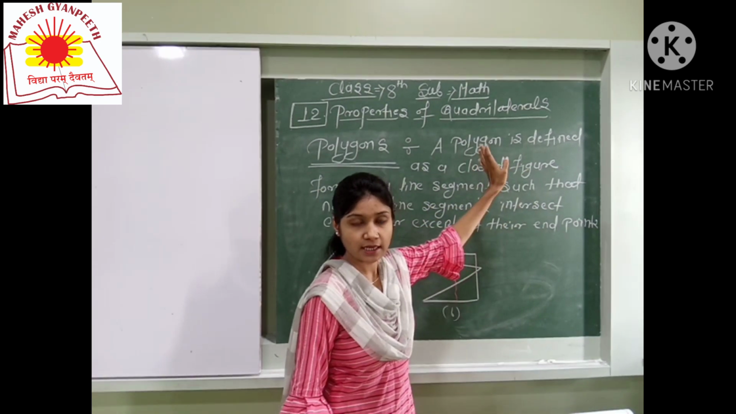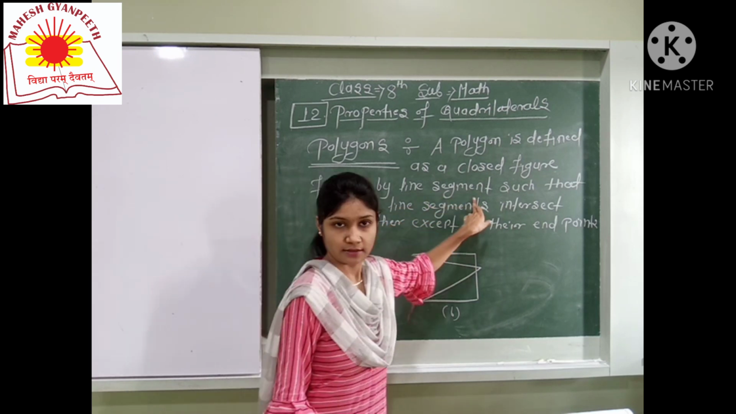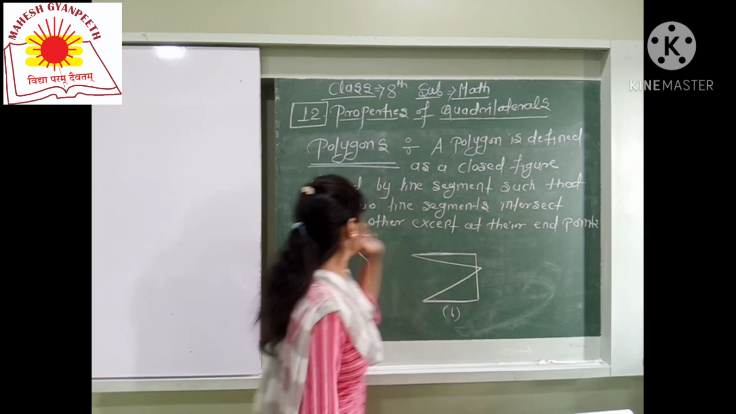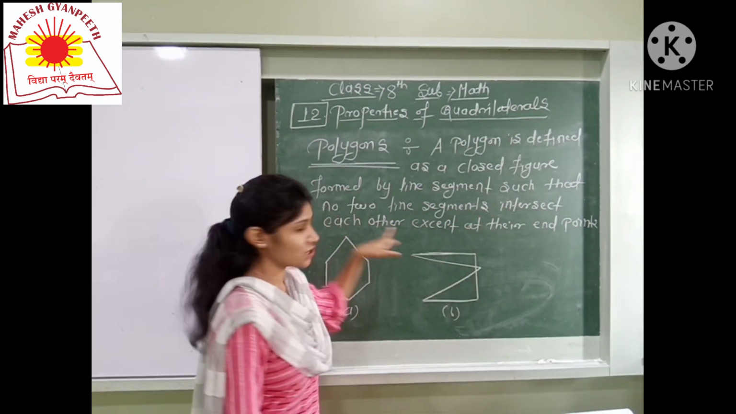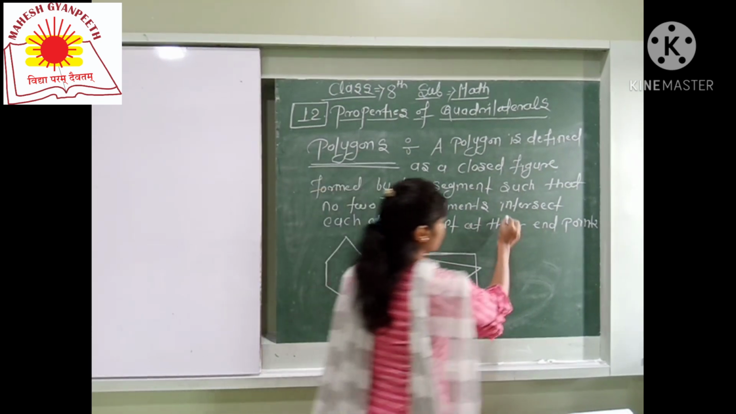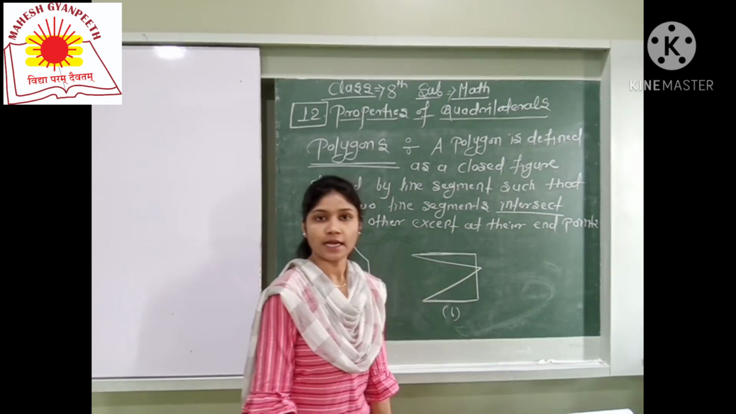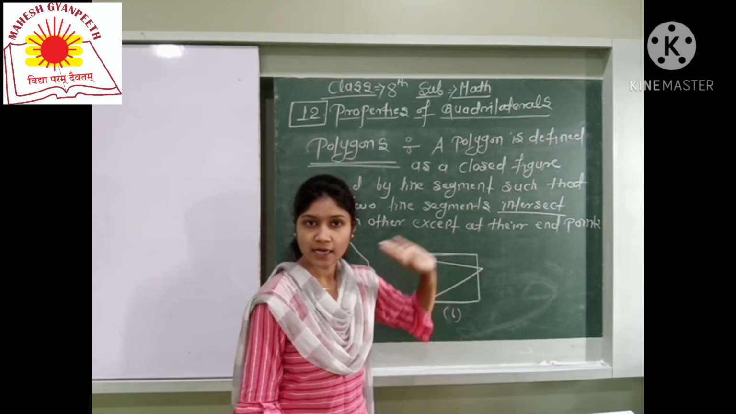A polygon is defined as a closed figure formed by line segments. Okay, किससे form होती है? By line segments, such that there is a condition: no two line segments intersect each other except at their end points. उसको end point को छोड़कर, there is an exception at their end points.